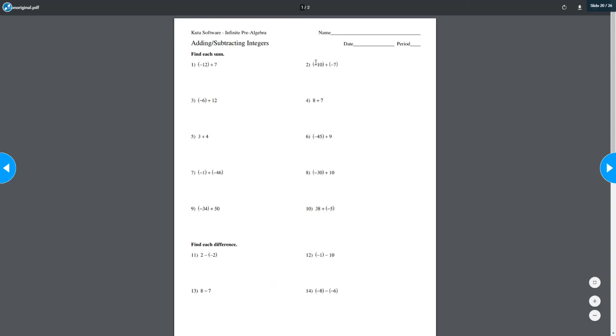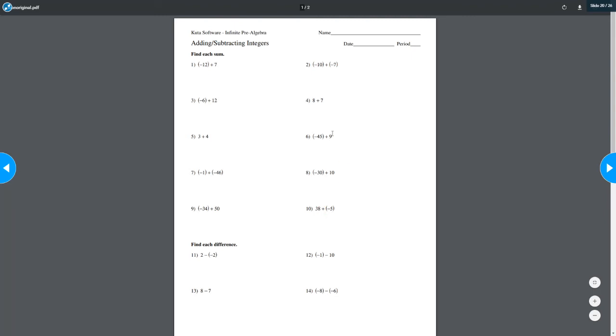Let's see, which side I think is better. I think odd numbers are better because you did evens on the last one. So let's work on the odds. Go ahead and work on number 1, 3, 5, 7, 9, 11, and 13. These ones are adding, these ones are subtracting, and use your notes to solve them, okay?